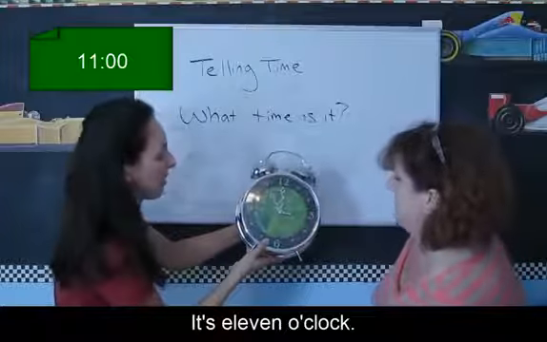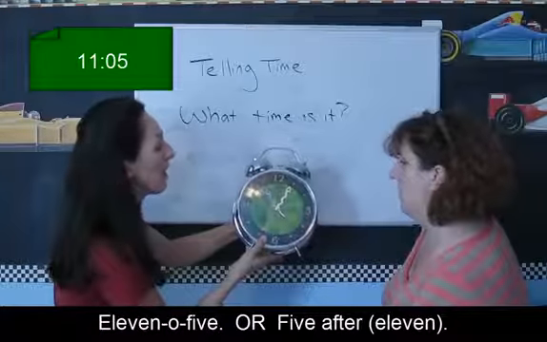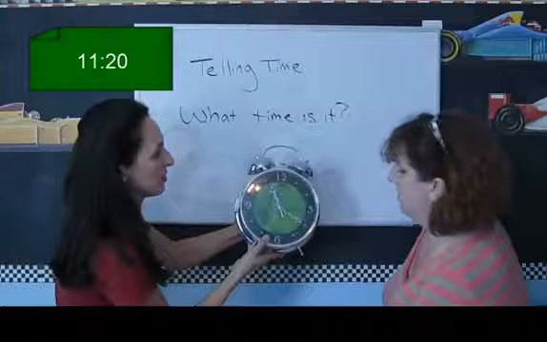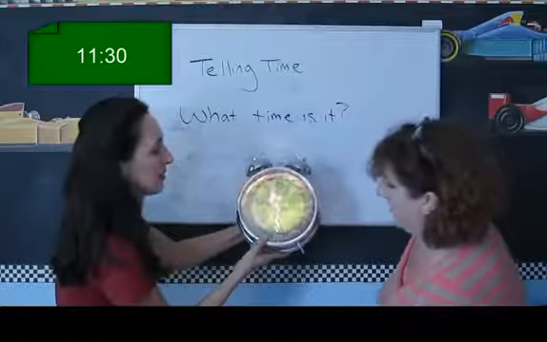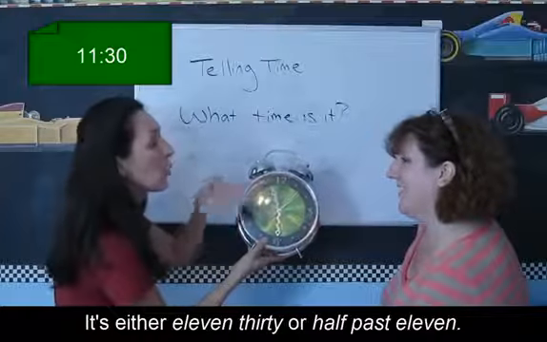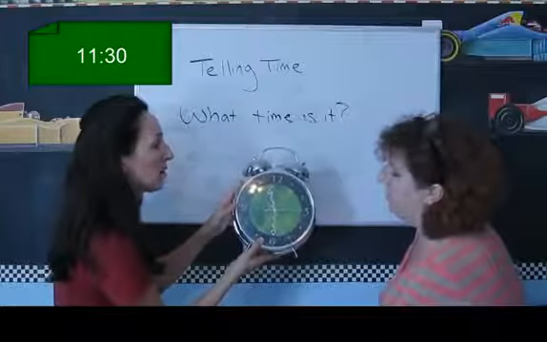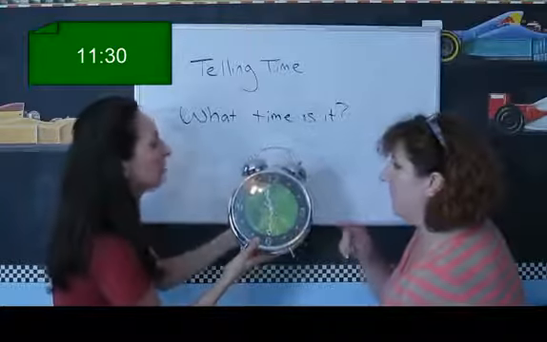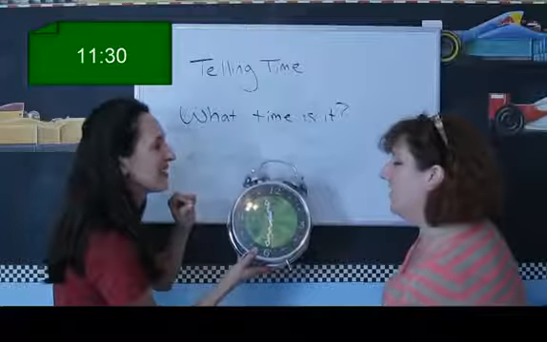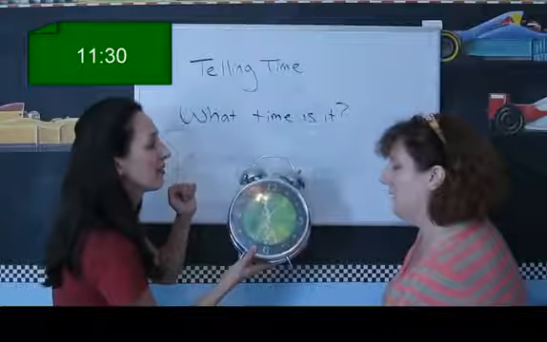So let's try this. Now it's 11 o'clock. What time is it now? 11:05. Very good. 5 after. What time is it? 11:20. What time is it? 11:30. It's either 11:30 or half past 11. Repeat after me. It's 11:30. Half past 11. Very good.